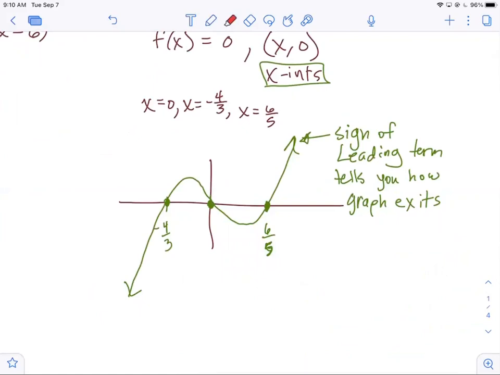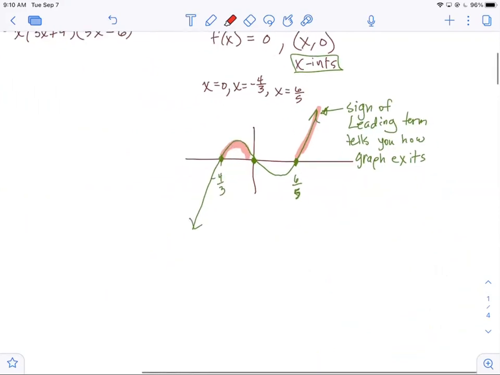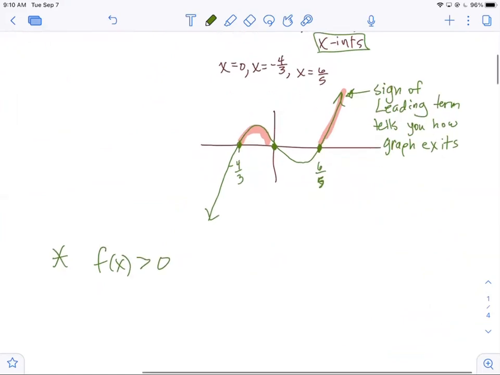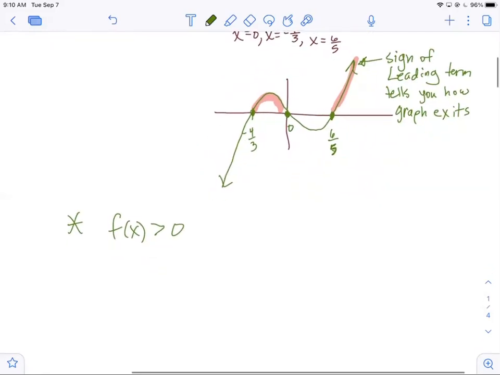Well, let's go ahead and highlight it. This graph is above the x-axis right here and over here, okay? And since you have those x-intercepts found and labeled, you've got the answer to your question. So here is the solution to the warm-up. We're going to say that f of x is strictly greater than 0. That is, the y values of this graph are strictly positive between negative 4/3 and 0 and to the right of 6/5. So you could say it like this.